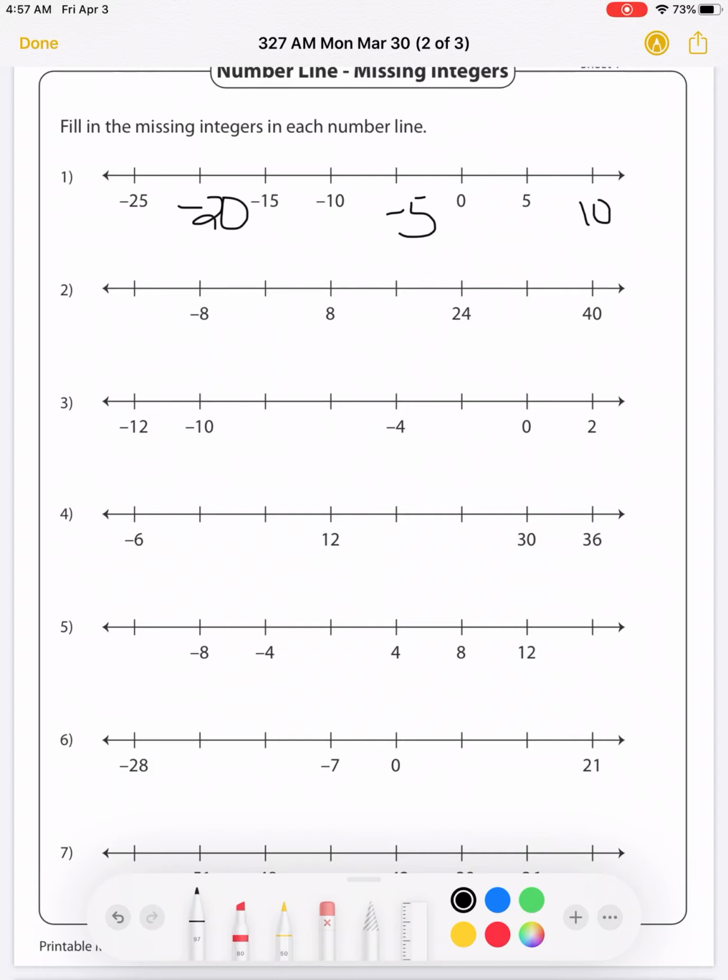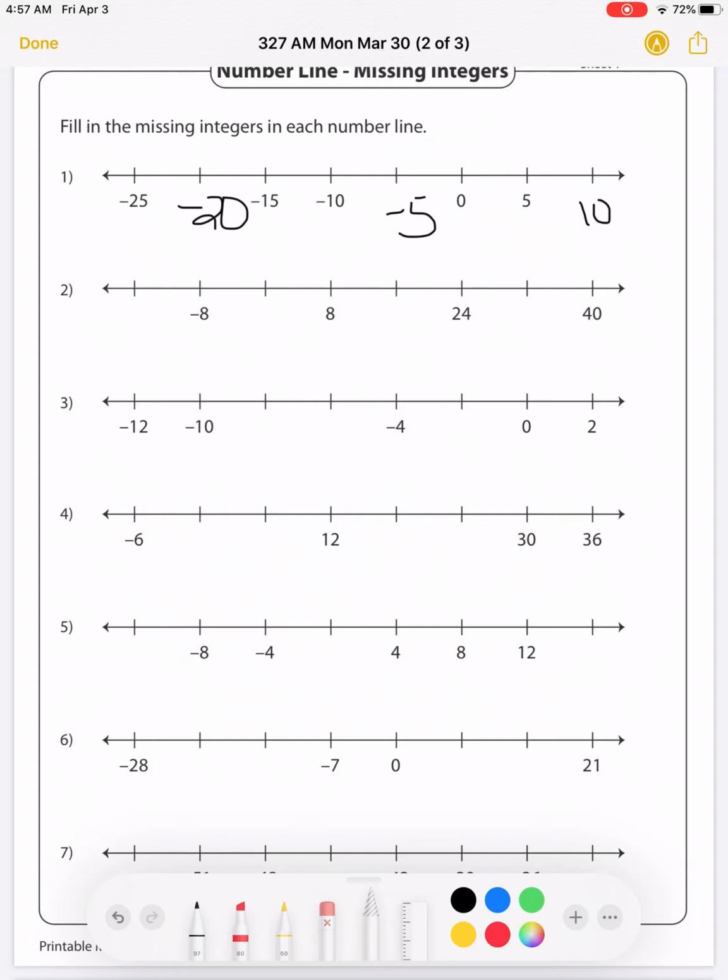So we're counting by 5s. 5, 10, 15, 20, 25. Just like we did over here. 5, 10, except for this side is -5, -10, -15, -20, -25. Okay? They want you to do the same thing for every one of these problems. You have to look and you have to analyze. Look at the clues that they give us.